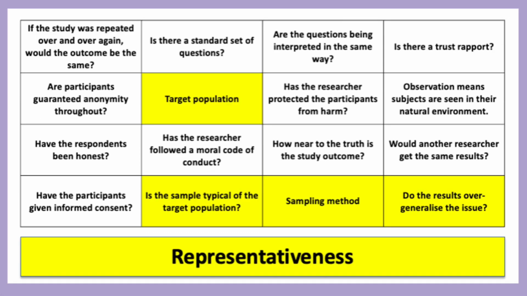Let's reveal the answer. So we've got the target population. Is the sample typical of the target population? The sampling method? And do the results overgeneralize the issue? So they are all linked to representativeness.